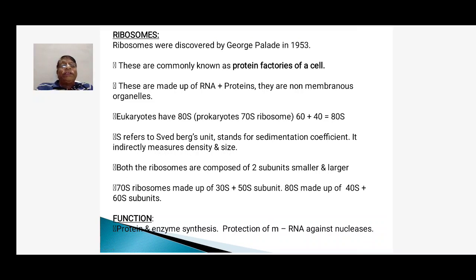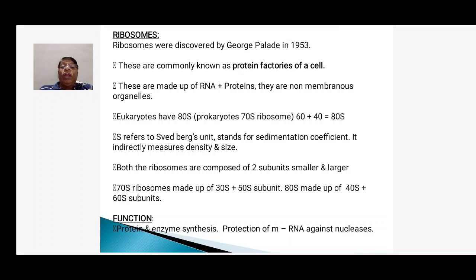Next cell organelle, the ribosomes. Ribosomes were discovered by George Palade. Who discovered ribosomes? Ribosomes were discovered by Palade. The ribosomes are commonly known as protein factories of a cell. Why are they called protein factories of a cell? Because the protein is manufactured in these ribosomes.